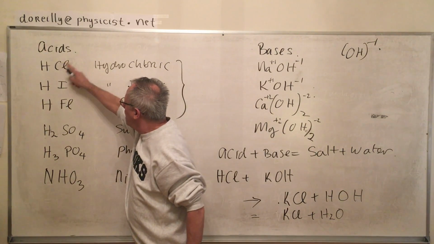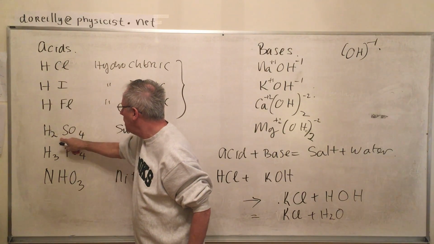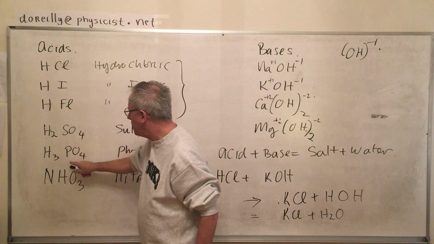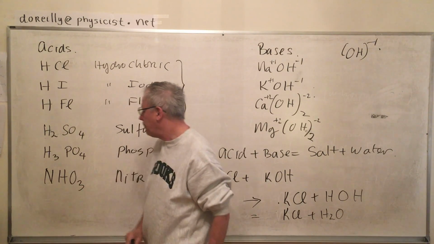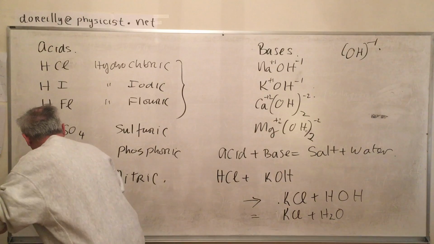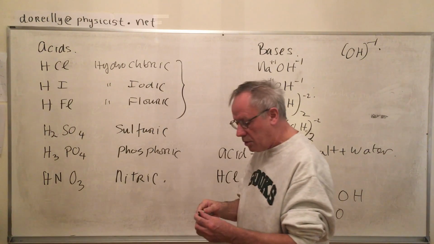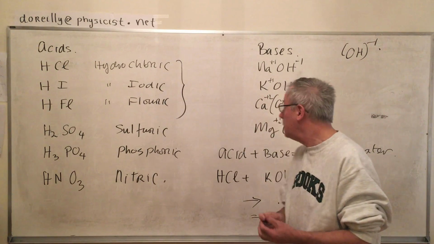So these have a hydrogen plus a halogen. These have a hydrogen plus a radical: sulfate, phosphate, nitrate. This should be HNO3, sorry. Nitric acid, very dangerous. I used to do all sorts of crazy things with it when I was a kid.